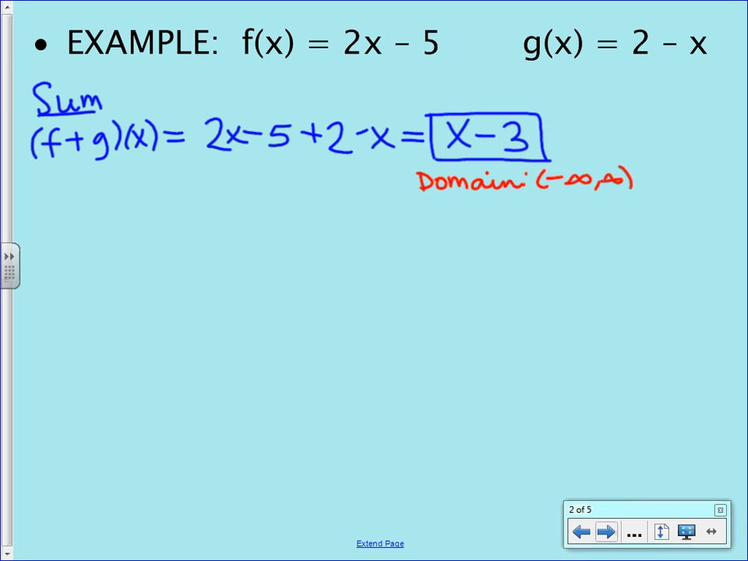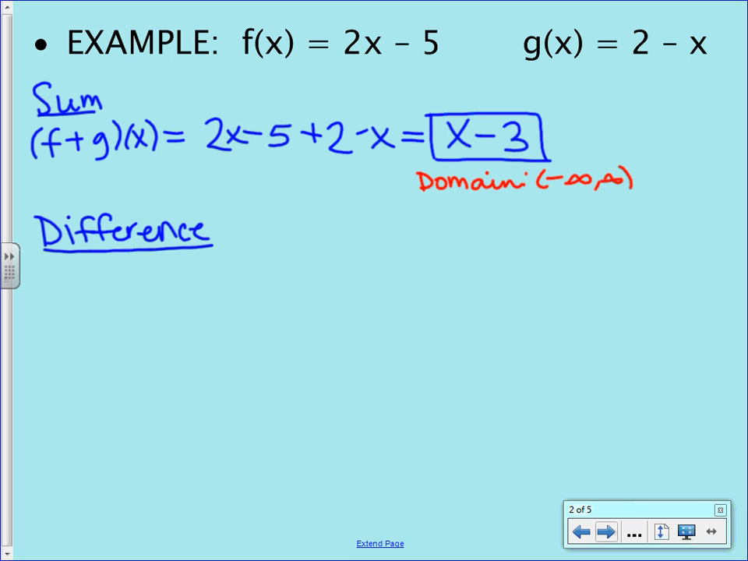I would like it in interval notation. Did everybody hear his question? I don't want the R anymore. I want the interval notation, negative infinity to infinity.